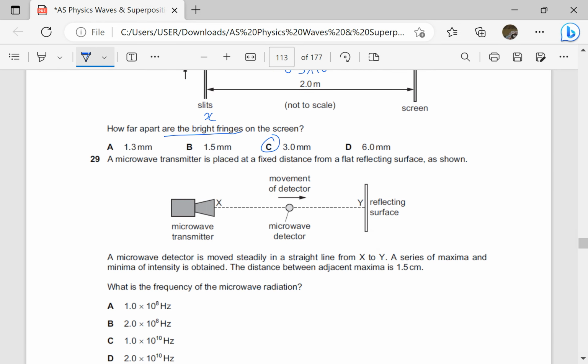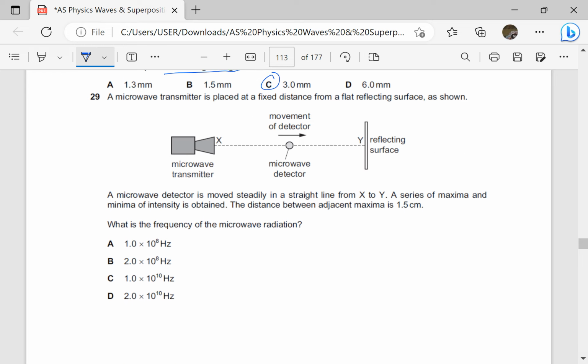A microwave transmitter is placed at a fixed distance from a flat reflecting surface as shown in the figure here. A microwave detector is moved steadily in a straight line from X to Y. A series of maxima and minima of intensity is obtained. The distance between adjacent maxima is 1.5 centimeters.